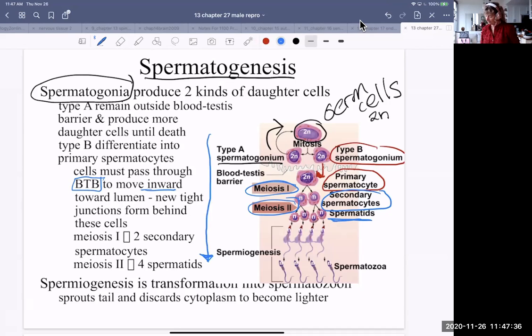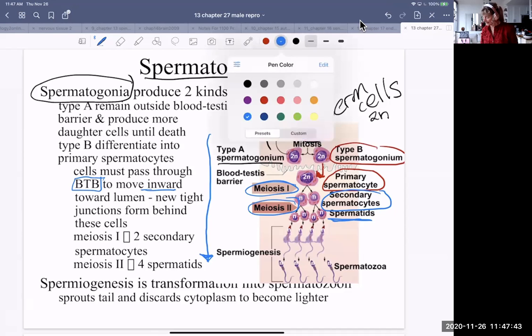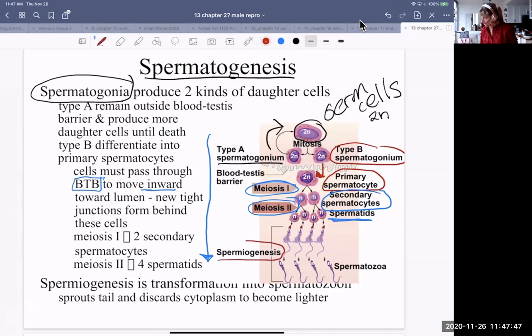Yeah. So that's spermatogenesis, and it's not to be confused with spermiogenesis. So that's a different process altogether. That is where the spermatids are matured or converted into spermatozoa. So that's with an addition of a tail. They lose some cytoplasm, become nice and light. And we'll look at spermiogenesis in a moment.